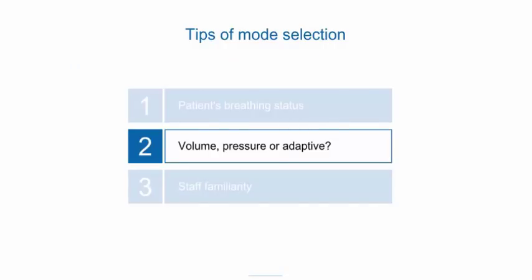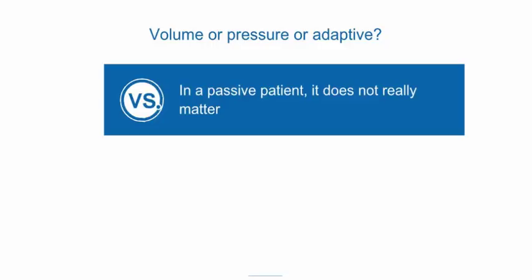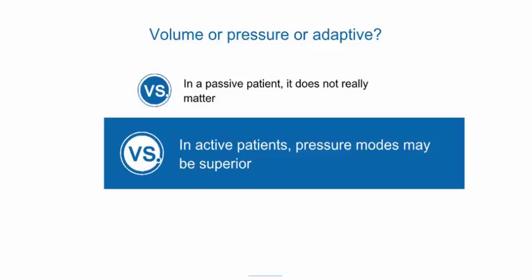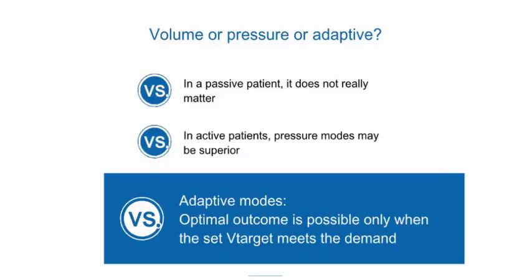Which mode type is preferred? Every traditional mode category has 2 or 3 mode types: volume controlled, pressure controlled, and adaptive controlled. Which one should be selected? In passive patients, there may be little difference between the 3 modes. In active patients, pressure modes are preferred because they allow ventilated patients to control more aspects of mechanical breaths. This means more patient comfort and less likelihood of patient-ventilator asynchrony. Adaptive modes are very similar to pressure modes. If the target volume is set and adjusted both properly and promptly, adaptive modes may be superior to volume and pressure modes.